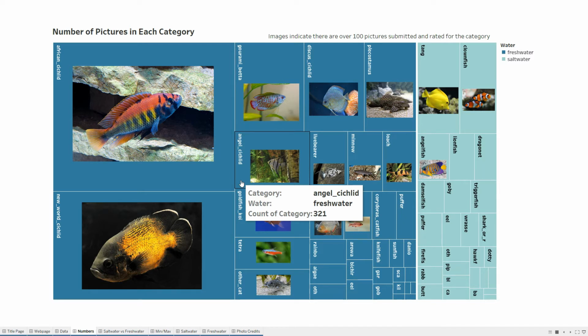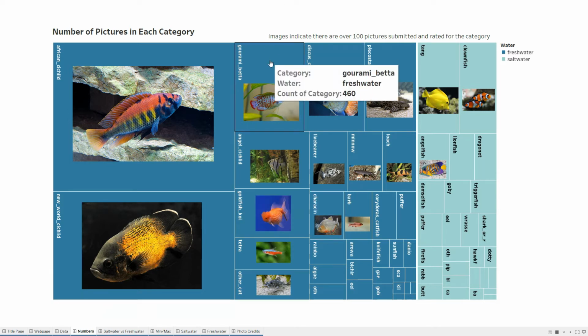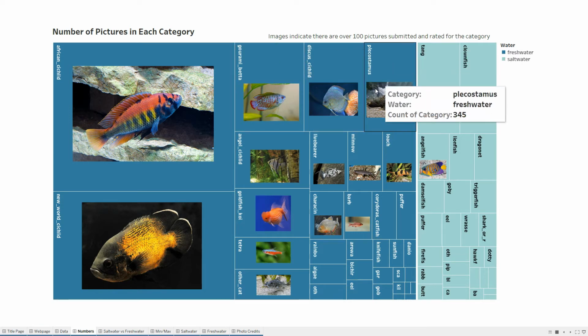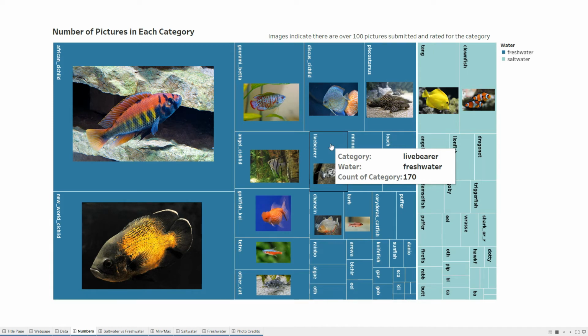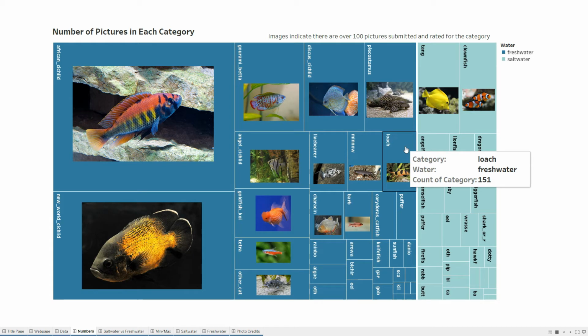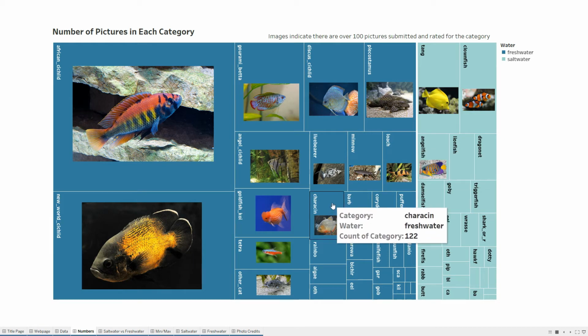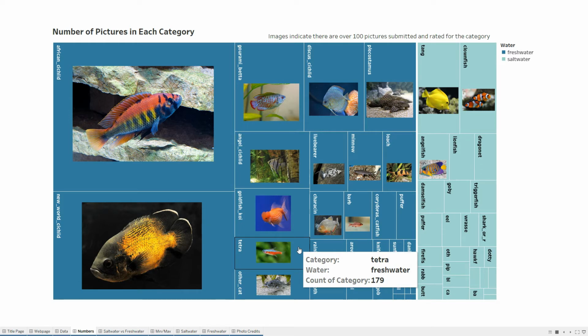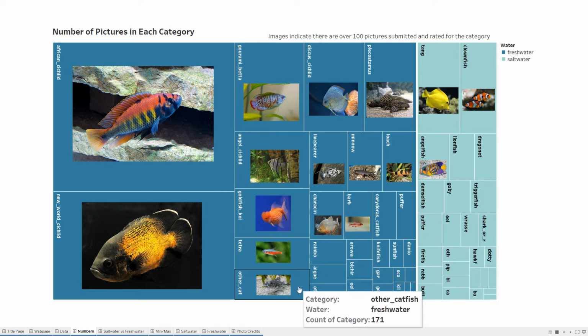Other freshwater categories with over 100 pictures submitted are the gouramis and bettas with 460 pictures, Plecostomus with 345 pictures, the livebearers with 170 pictures, the minnows with 157 pictures, the loaches with 151 pictures, the characins with 122 pictures, the barbs with 101 pictures, goldfish and koi with 275 pictures, tetras with 179 pictures, and then other catfish with 171 pictures.